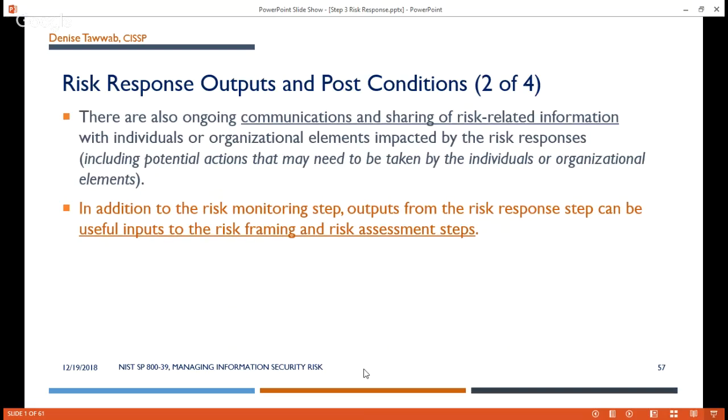There are also ongoing communications and sharing of risk related information with individuals or the organizational units impacted by the risk responses, including potential actions that may need to be taken by individuals or organizational units. In addition to the risk monitoring step, outputs from the risk response step can be useful inputs to the risk framing and the risk assessment step. So as you can see, the risk management process is not linear. It is iterative, and as you find out something at one step in the process, it feeds the other three steps.